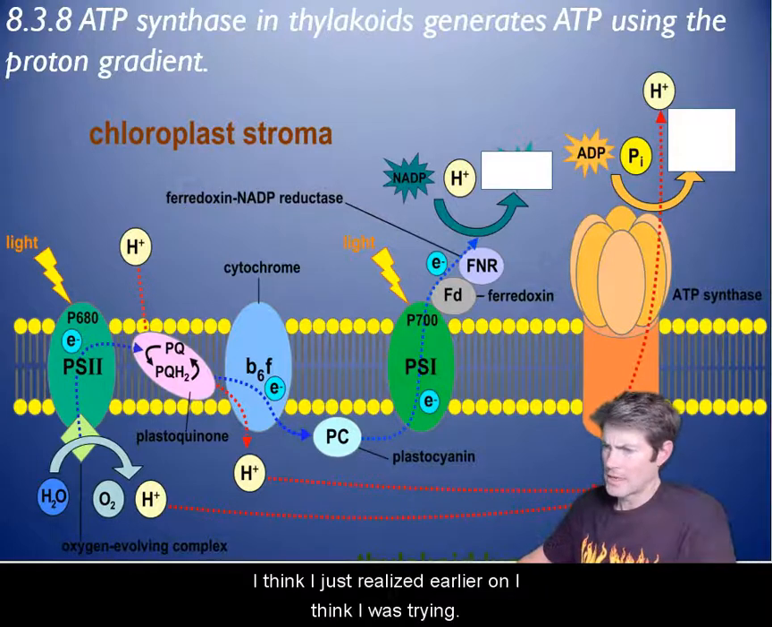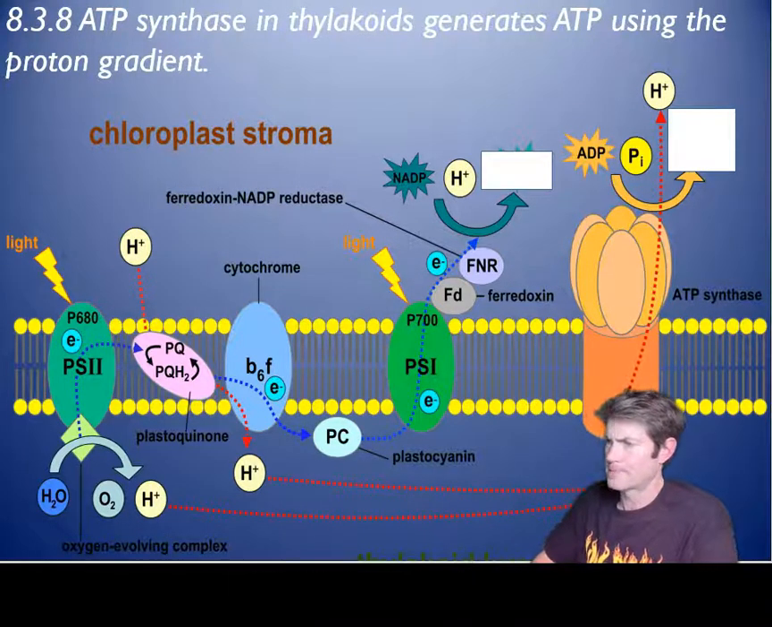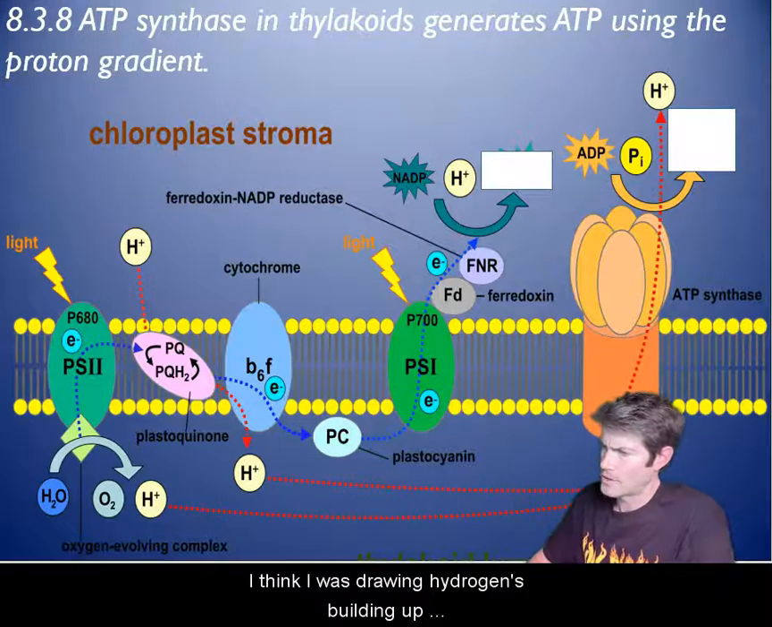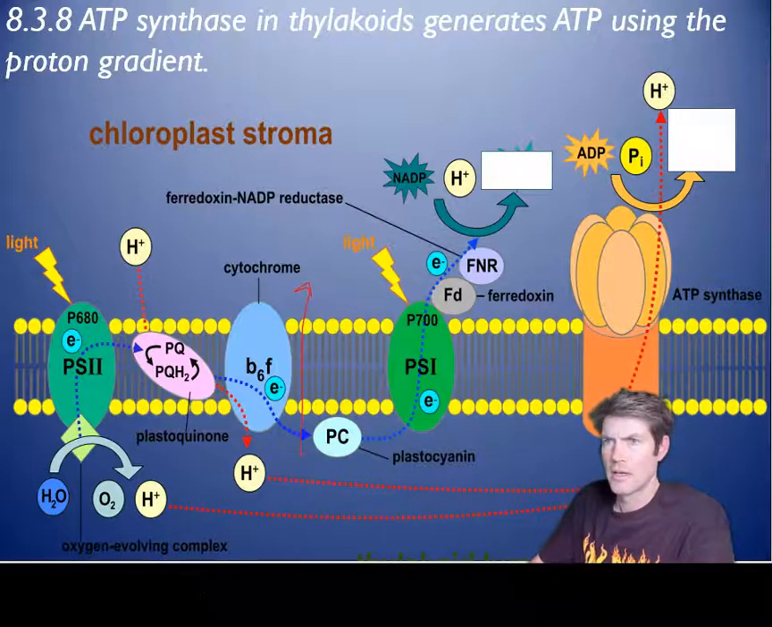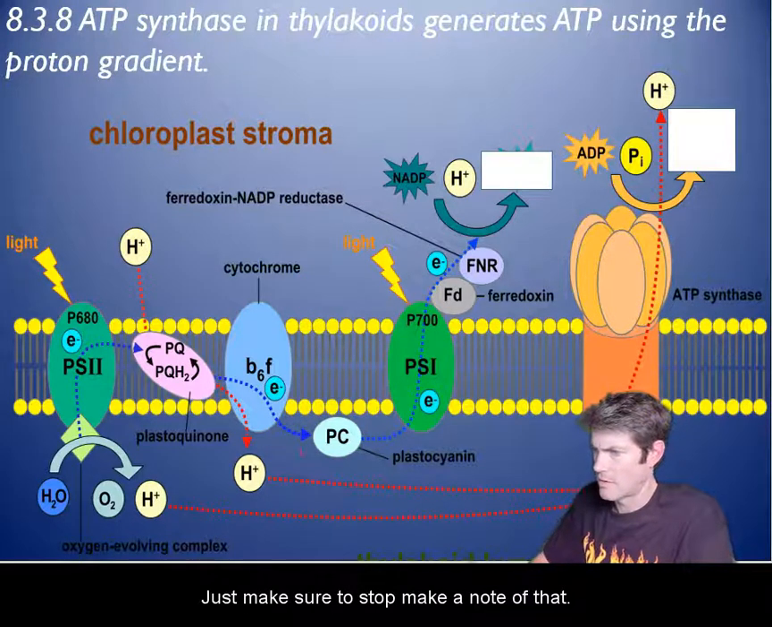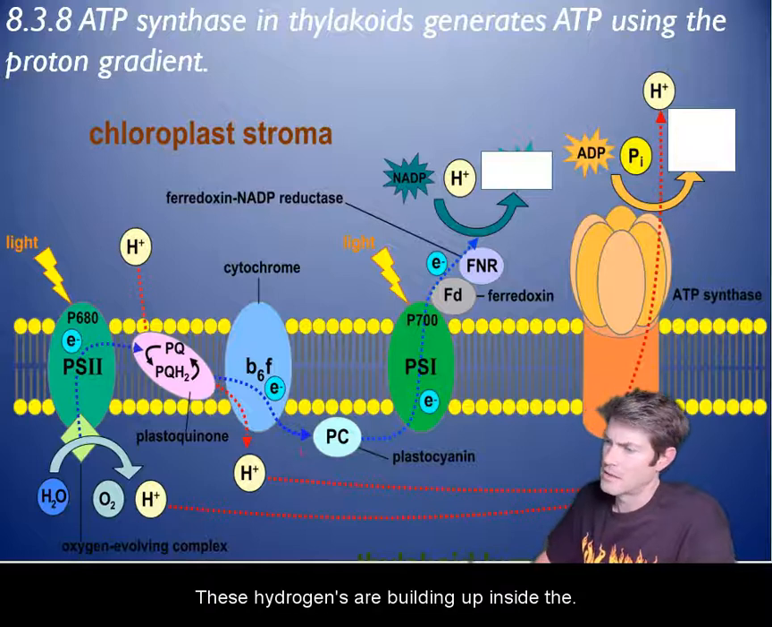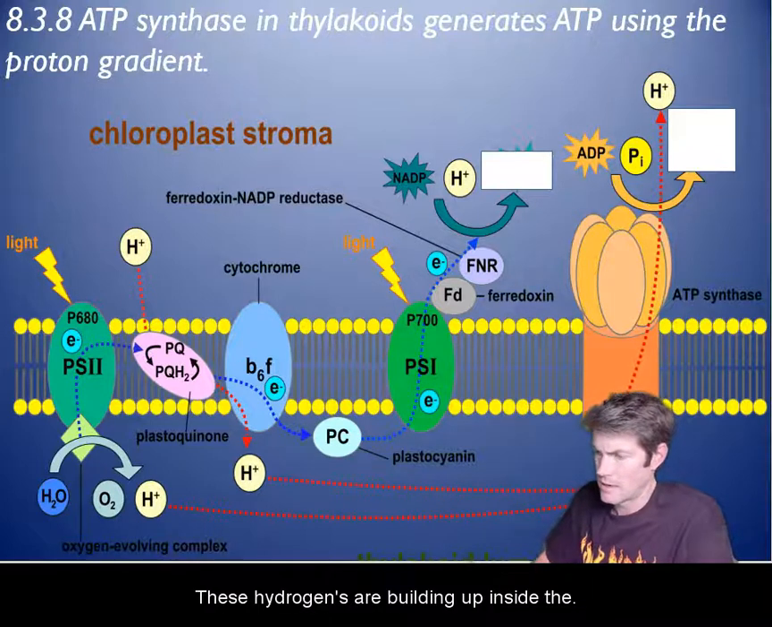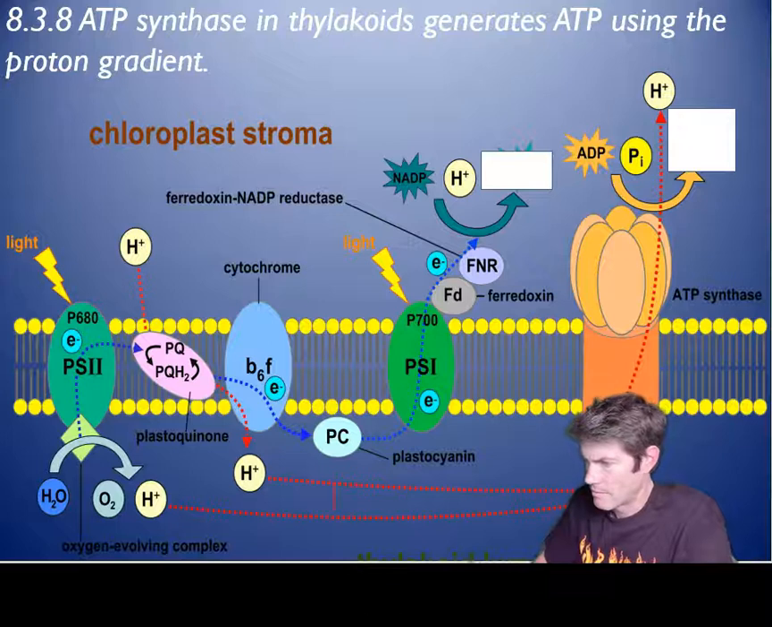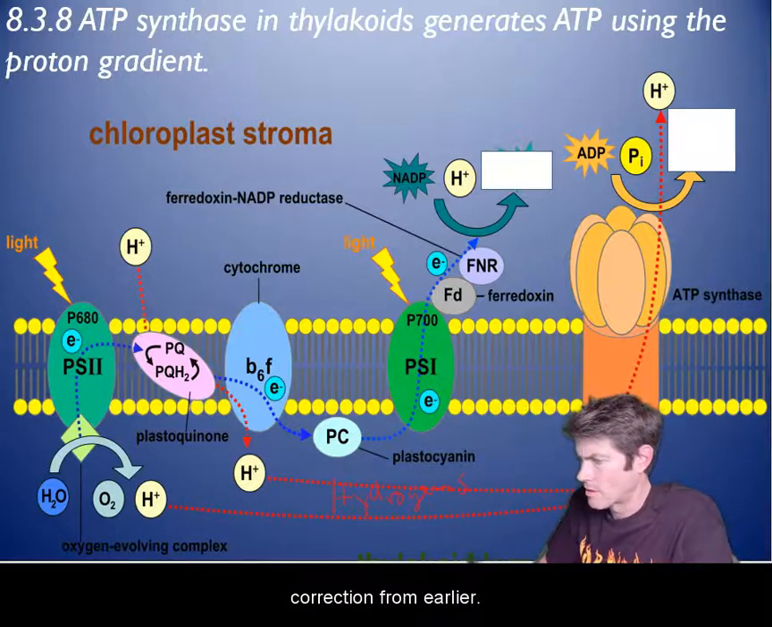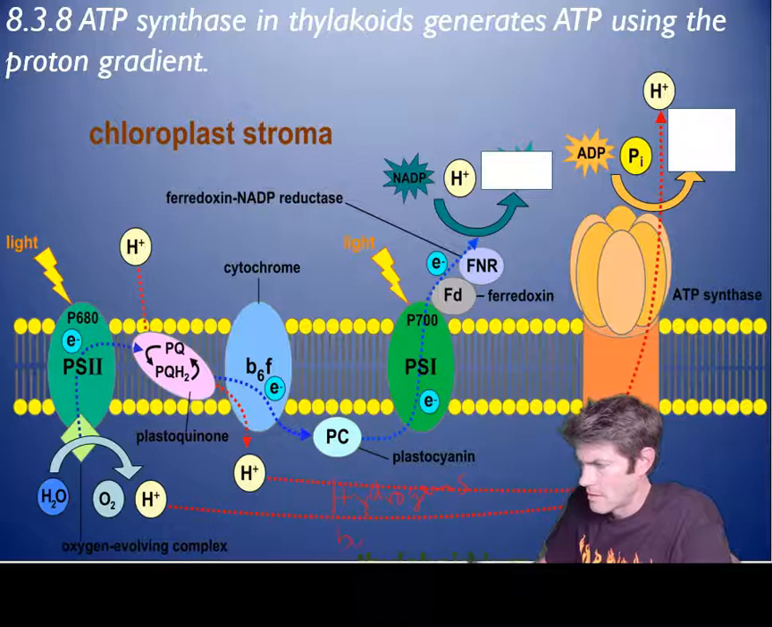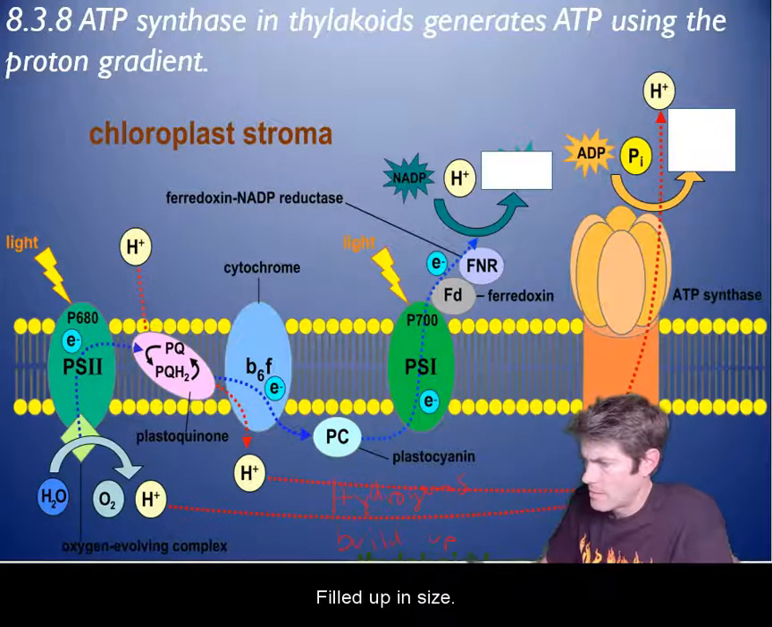I think I just realized earlier on, I was drawing hydrogens building up outside in the stroma, so that's incorrect. So just make sure to make a note of that. These hydrogens are building up inside the thylakoid. My apologies. So write that on your paper, maybe make a correction from earlier. Hydrogens build up inside thylakoid.